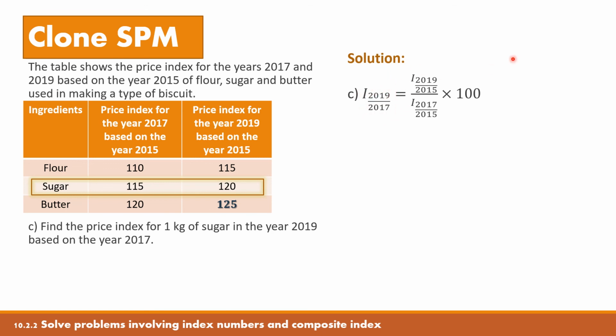And remember, we need to multiply with 100 as it is a price index. So we have the value of 120 over 115 multiplied by 100, and we will get the price index for 1 kilogram of sugar in year 2019 based on the year 2017, which is equivalent to 104.35.